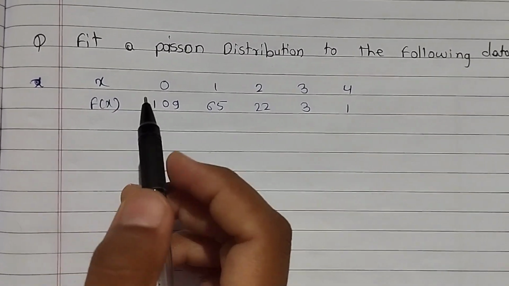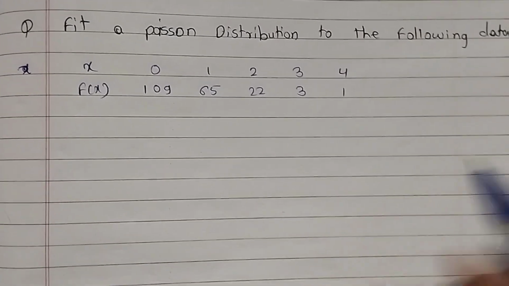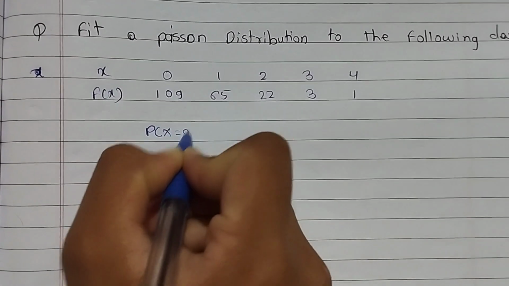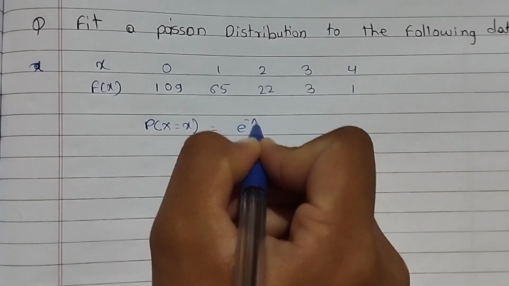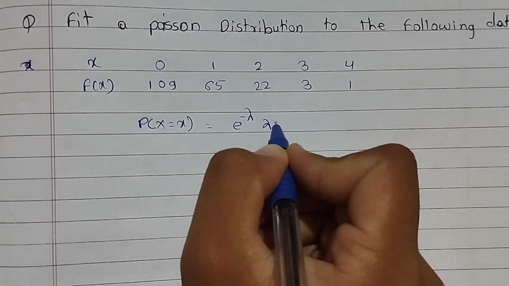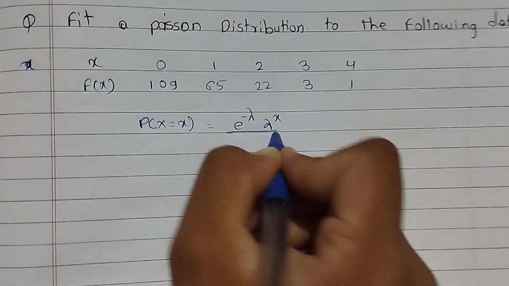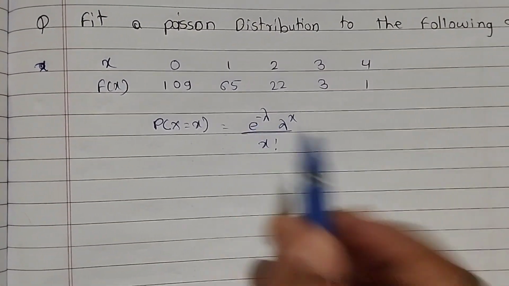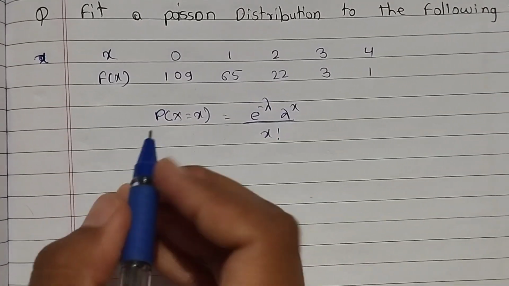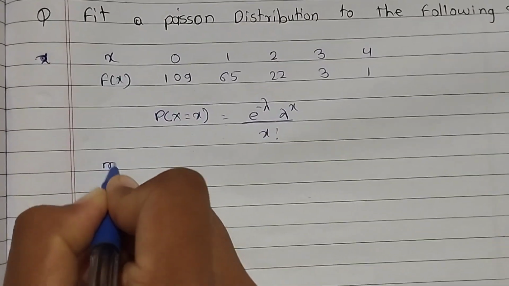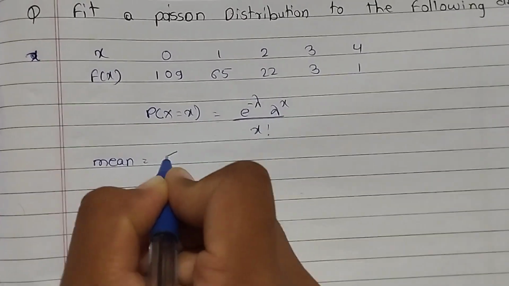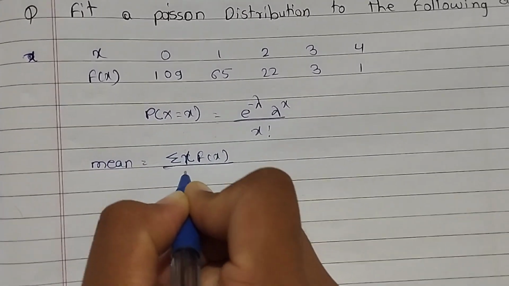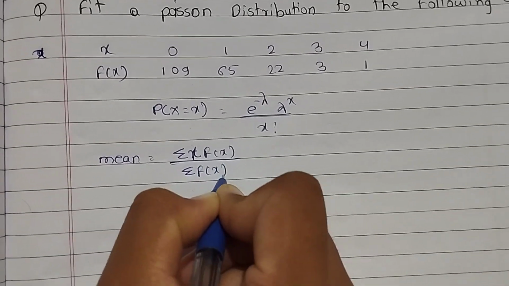So this is the given data. Now first we know the formula. P of x is equal to e raised to minus lambda into lambda raised to x upon x factorial. So first we find out the lambda, means the mean. So how do we find out the mean? The formula of the mean is equal to summation of x f of x upon summation of f of x.